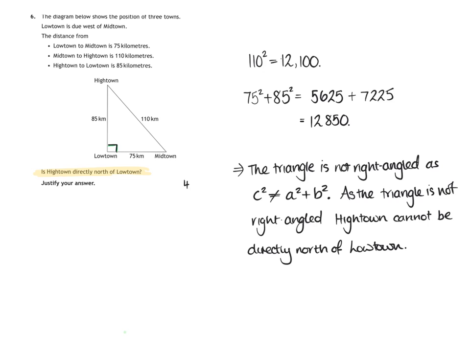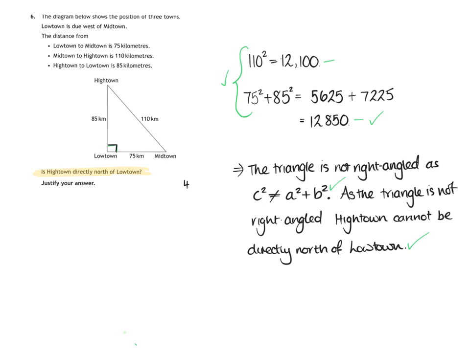Right, so marks for this question come from 1 mark for picking to use the converse of Pythagoras. So, for example, doing this first part here, just knowing to do the 110 squared and the 75 squared plus the 85 squared is 1 mark. You get 1 mark for getting the answers for those two, so both the 12,100 and the 12,850, that gets you your second mark. You get 1 mark for making a comparison, so saying that they're not equal, and then 1 for saying no because it's not a right angled triangle.